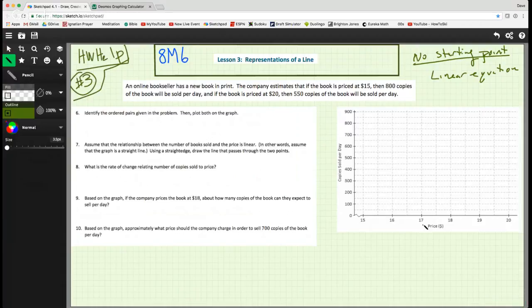Okay, the price. So if we need ordered pairs, we need to find some combinations of price and copies. So price is our x, and this is our y. So we need to find some ordered pairs that have a price and then a number of copies. That's our x, and that's our y. So do you see any examples? Yes. At $15, we have 800 copies.